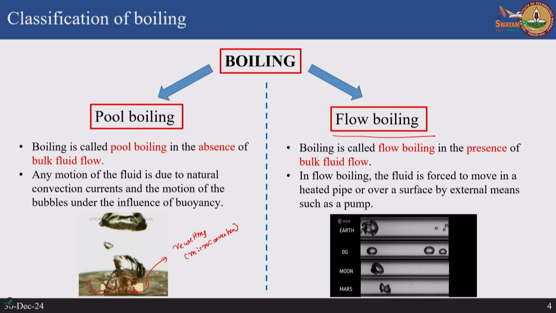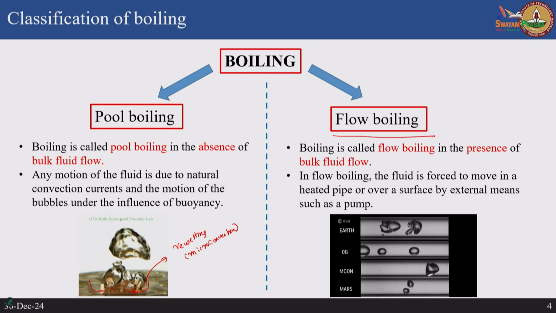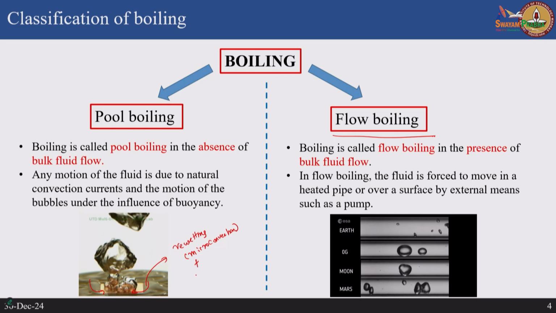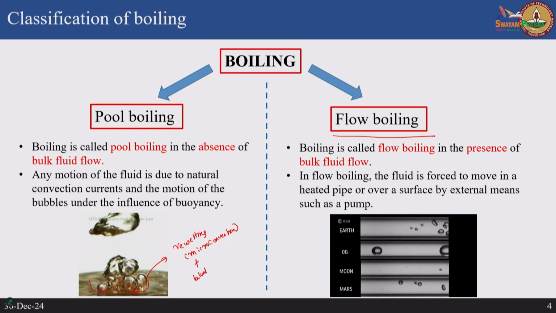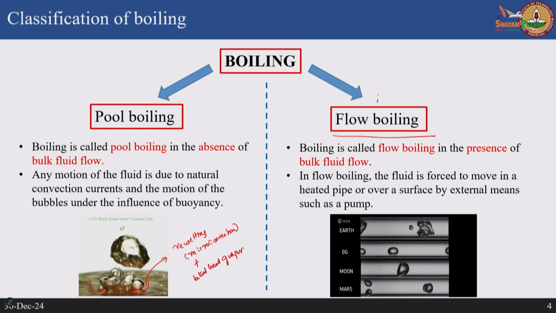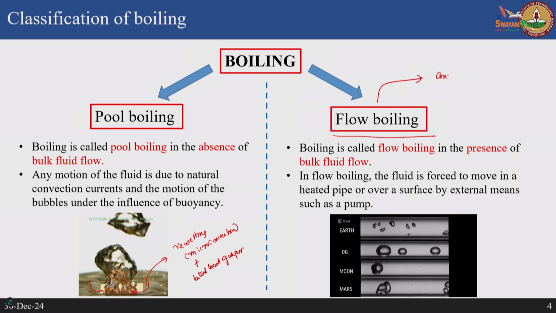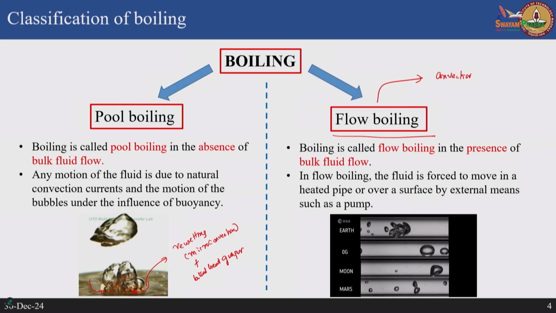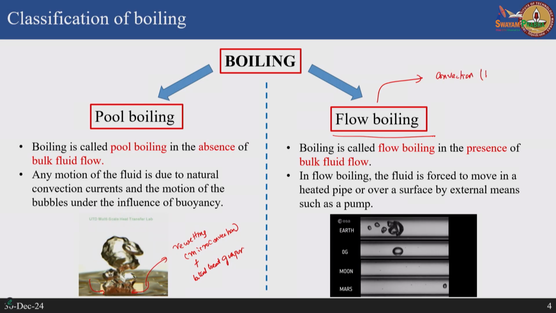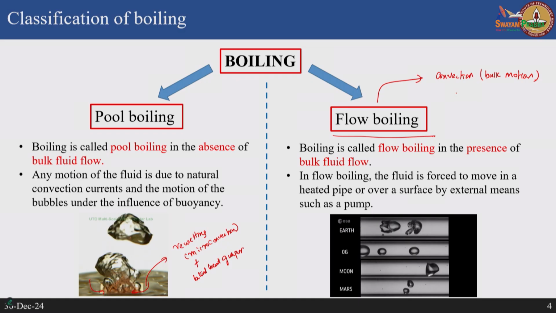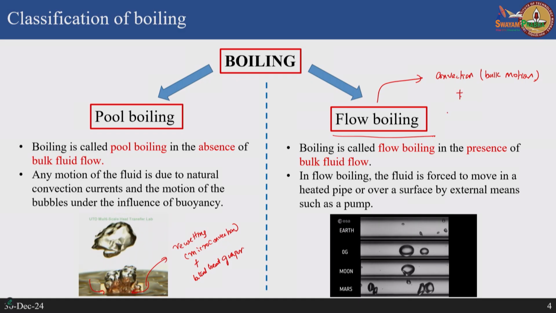So, in pool boiling you are primarily making use of micro convection plus, of course, latent heat of vaporization, whereas in flow boiling there is also an added effect of convection, which is your macro, not micro, convection. This is the bulk motion, plus of course your latent heat of vaporization.